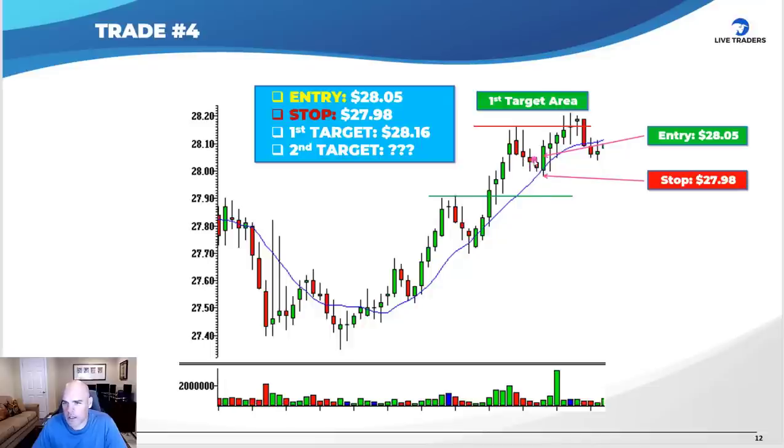So when you take a look at this, the entry is 28.05. The stop loss is 27.98, 7 cents. But again, 28.16 is 11 cents. So, you know, you're looking at an R and a half, 1.6R, whatever, to the prior high. But there are a lot of tails here. So there are some positives. There are some negatives.